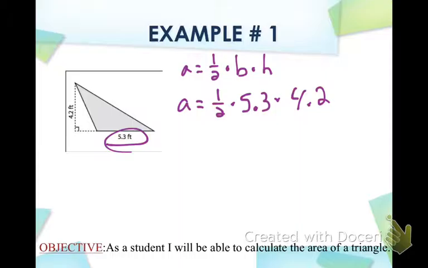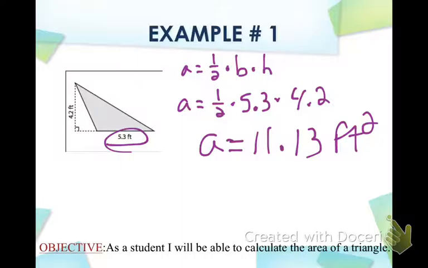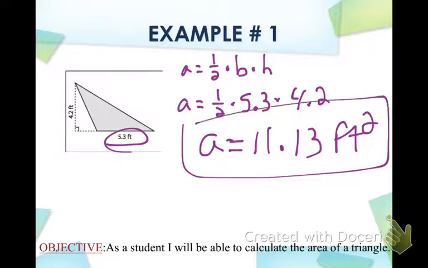You can put those into your calculator. If you do so, you will get a number of area equals 11 13/100ths, and we need our label, which is feet squared. Remember, square area is always squared. There you go. That's the first one. Okay, moving on.